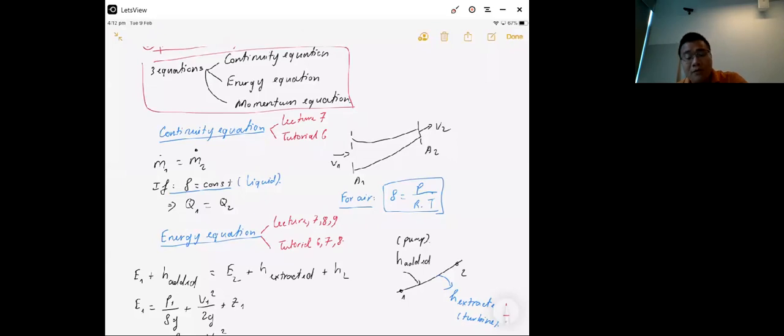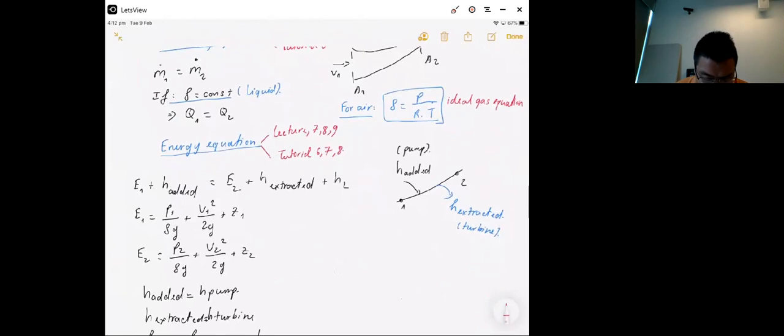And volume flow rate, as you know, equals velocity times cross-section area. For air, the density is not constant. Air density is based on the ideal gas equation, which finds air density from pressure and temperature. So for air, you must use the continuity equation as constant mass flow rate, not volume flow rate. The next one is the energy equation.